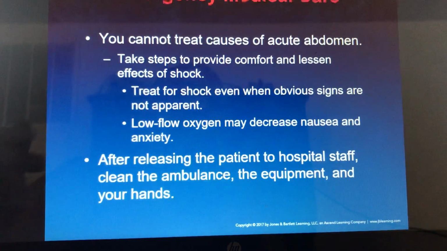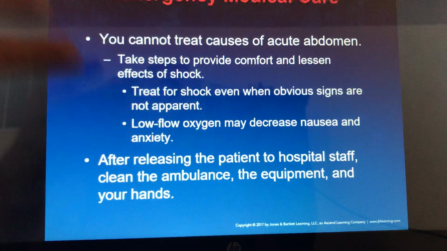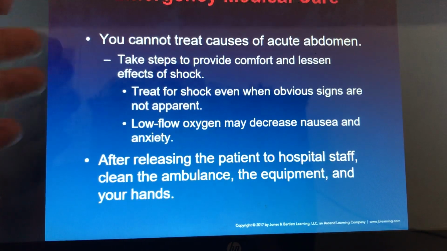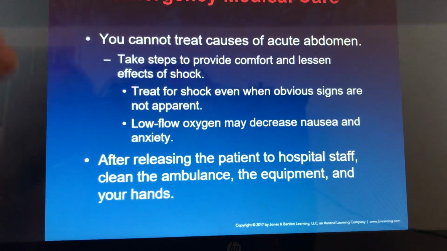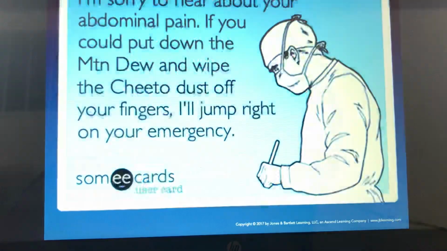Really, you can't treat the underlying causes in your ambulance for abdominal pain or abdominal issues. You can treat for the hypovolemia with fluids, but that's going to be an advanced skill or higher. The only thing you really can treat for is the pain. Like I said, when we're talking about appendicitis, you can treat for the pain. Pain is what you're looking to treat, and that's going to be a paramedic skill.